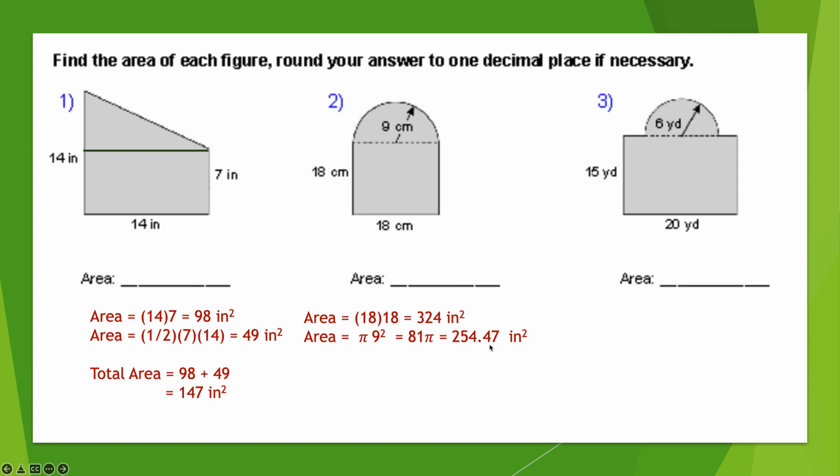But what I forgot to do is this is only a half a circle. It's not a whole circle. So I have to divide that by 2. And that gives me 127.235. Then I go and I add the area of the square, which is my 324, and the area of the circle, which is 127.235. Add them up, and it gives me a total area of 451.235 square inches. Now, something very similar is going to need to be done on number 3. So go ahead, stop and start, and we'll go over number 3.